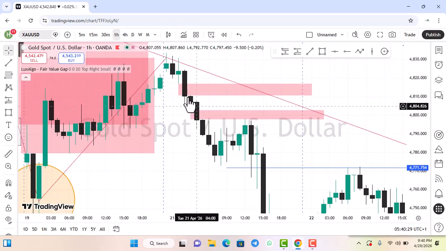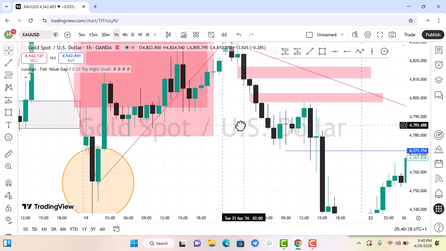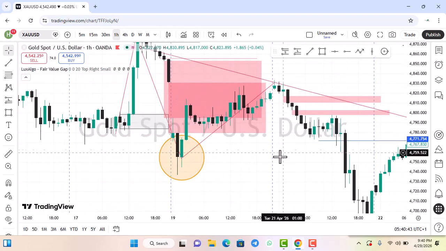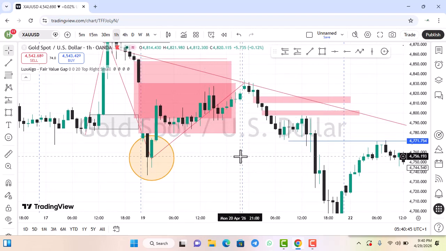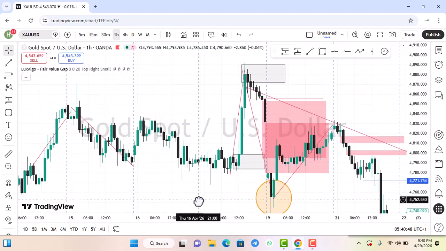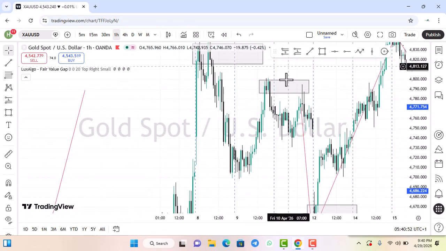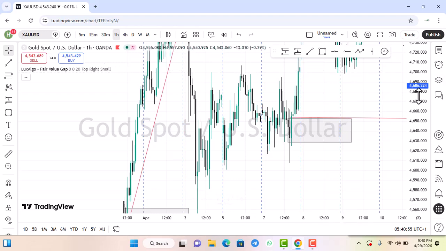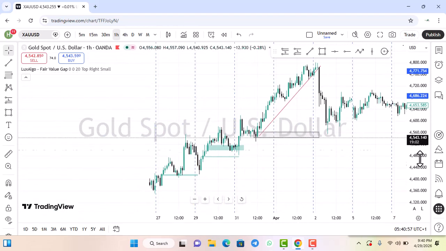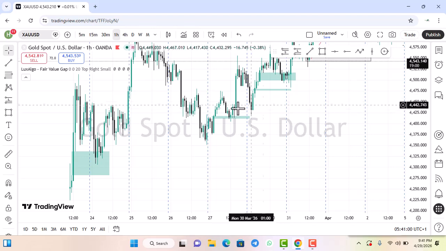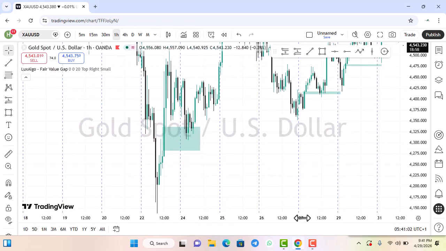So don't worry, I'm gonna show you the tool that you can insert, which will be showing you the fair value gap automatically. But now the main thing here is for you to understand what is fair value gap, which is what I showed you right now. So we have a bearish fair value gap, which is red in color, and we have a bullish fair value gap. Let me show you a bullish fair value gap, which is the green color, right? Okay, this is the bullish fair value gap, green color.